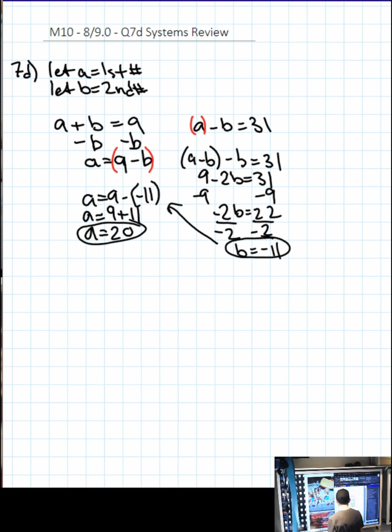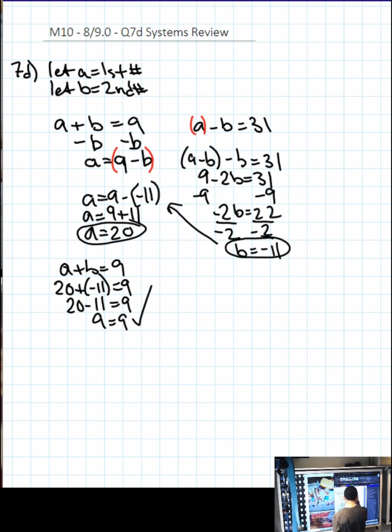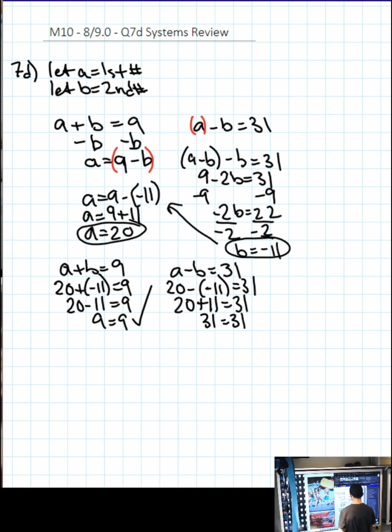So make sure they have a sum of 9. So we have A plus B equals 9, and 20 plus negative 11 is 20 minus 11, which equals the right-hand side, 9. 9 equals 9, check mark. And then the other one, A minus B, the difference, equals 31. So we have 20 minus negative 11 equals 31, which is simply 20 plus 11 equals 31. The left-hand side, 20 plus 11, is 31, and the right-hand side is 31. Therefore, we know we're correct.